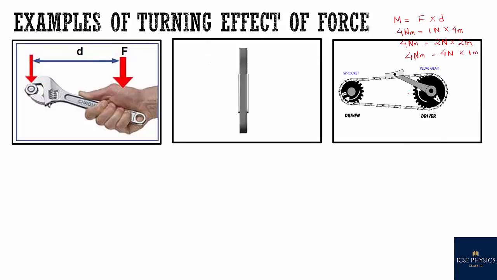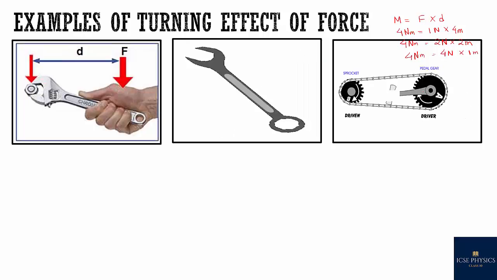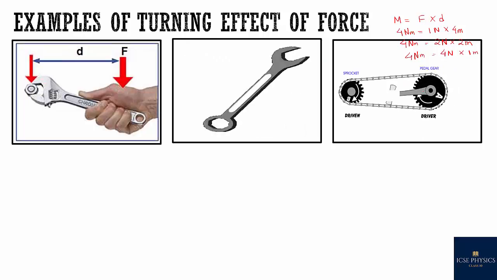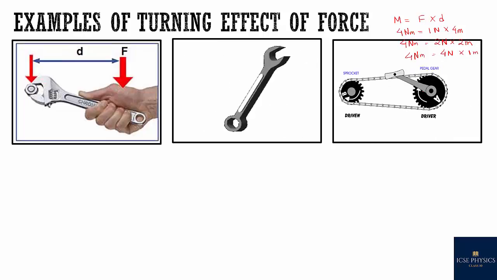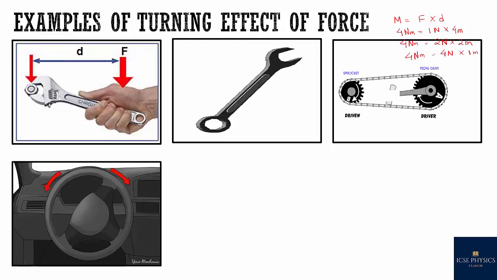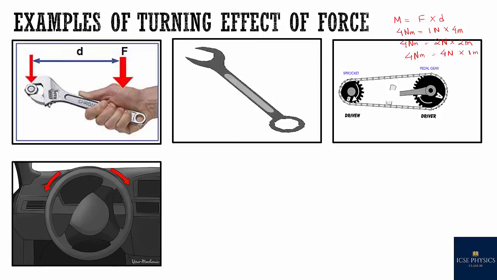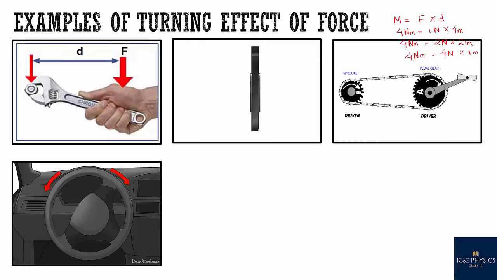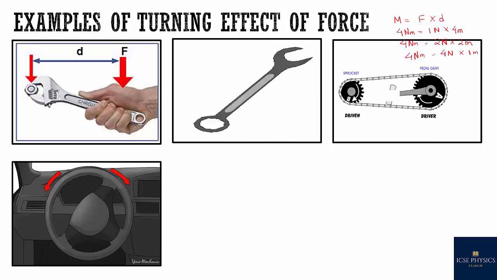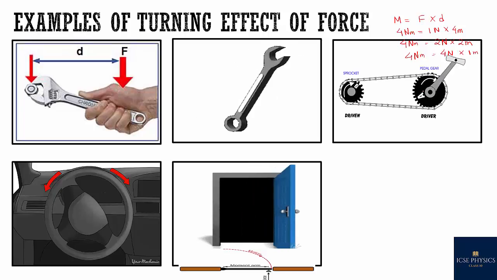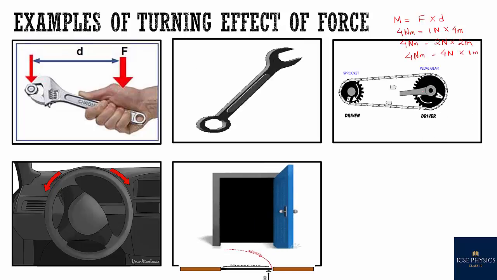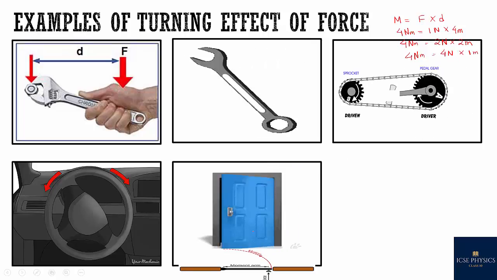Similarly here, as you can see, this is a bicycle pedal. What we see is that the distance is made large so as to provide a large torque. Similarly here, we can see the steering wheel, where the force is applied tangentially to the rim to produce a turning effect.